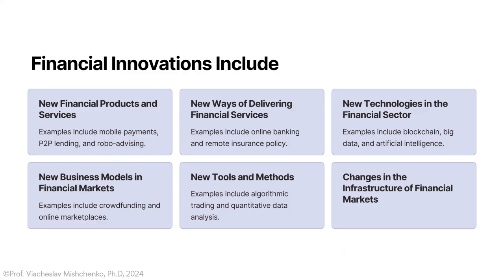Moreover, the technology category is particularly exciting, because blockchain, big data, and artificial intelligence aren't just buzzwords. They are fundamentally changing how financial institutions operate. For instance, JP Morgan's COIN, a contract intelligence software, can review commercial loan agreements in seconds instead of hours.